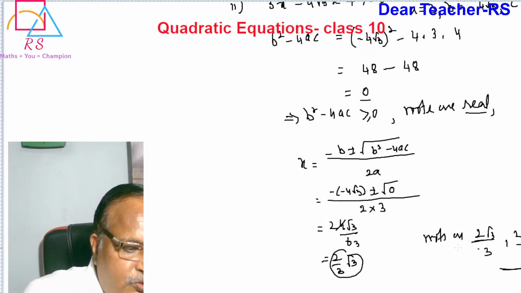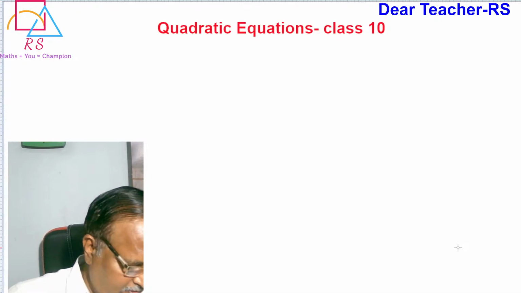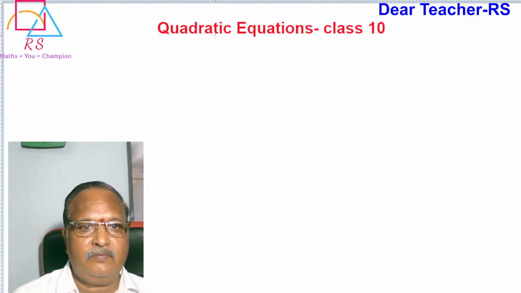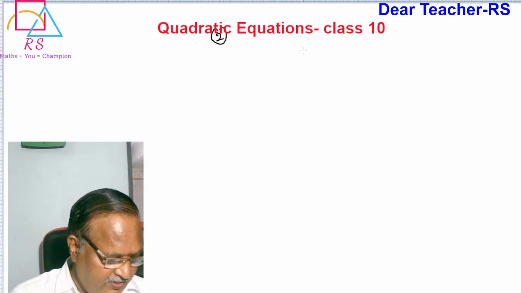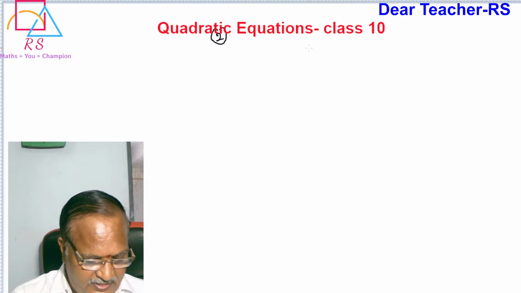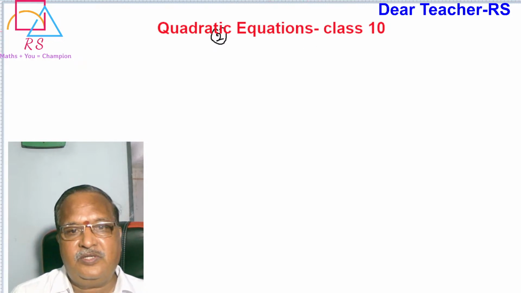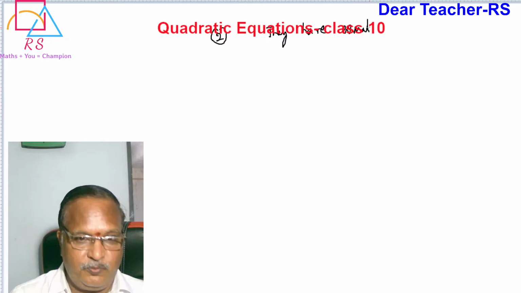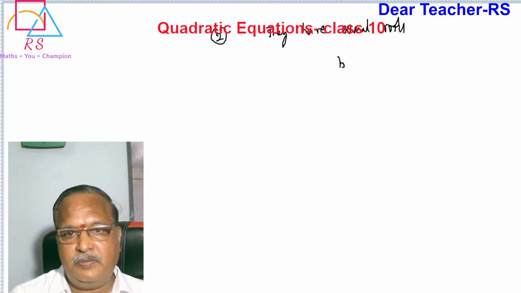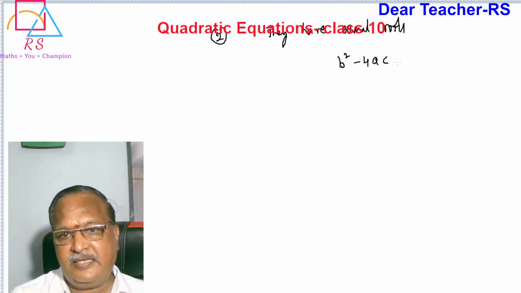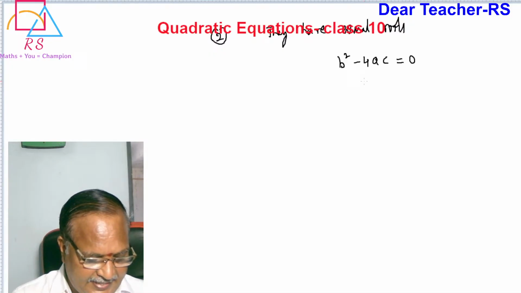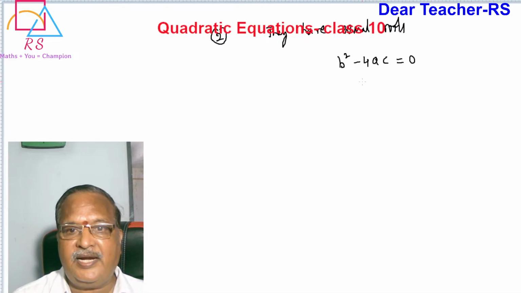Now let me go to another question. Second question is very, very important. Find the value of k in each of the following quadratic equations so that they have equal roots. So that means they have equal roots. Two bits are given. For both the bits, equal roots. Equal roots means b square minus 4ac is equal to 0.